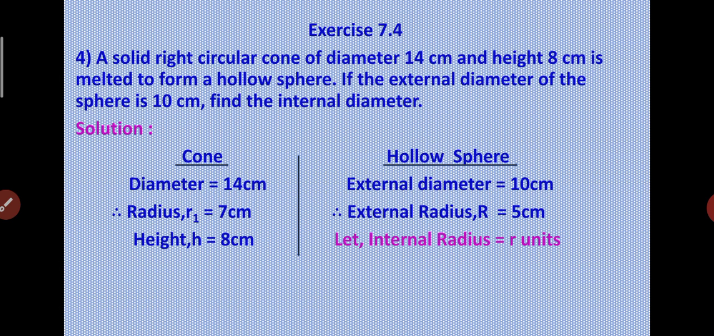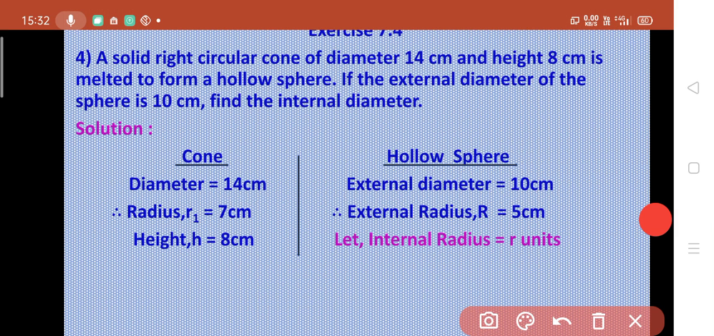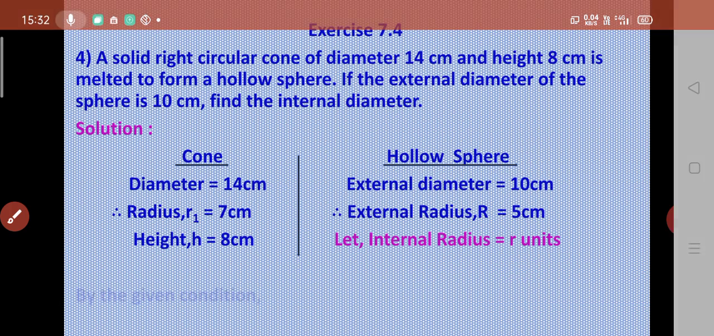In this hollow sphere we want to find out the internal radius. It is not given, we want to find out. Let internal radius of the hollow sphere be r units. In the heading it was already mentioned hollow sphere, so that is why I have written let internal radius equal to small r units. Here you see radius of the cone is r1. Understood? External radius is capital R. So we have to differentiate like this, children.